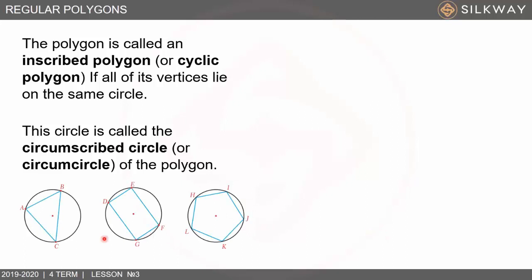Here are the examples of a circumscribed circle. Look at these figures. Look at these polygons. A, B, and C are the vertices of this triangle, and these vertices are lying on the circle. Here D, E, F, G are all the vertices of this quadrilateral, and they lie on the circle. Here is the same.